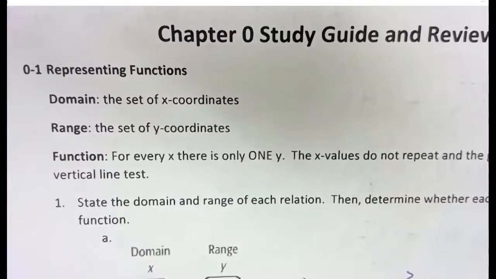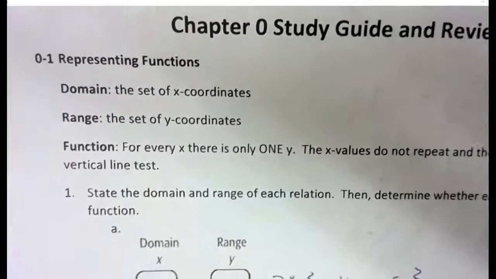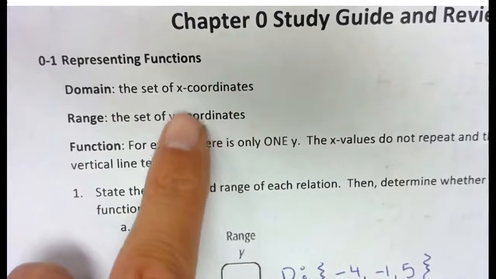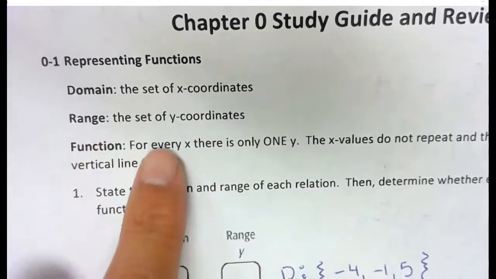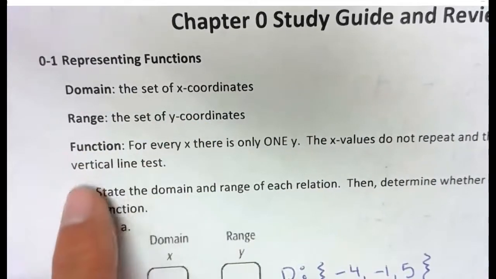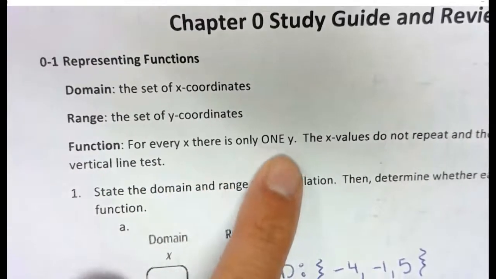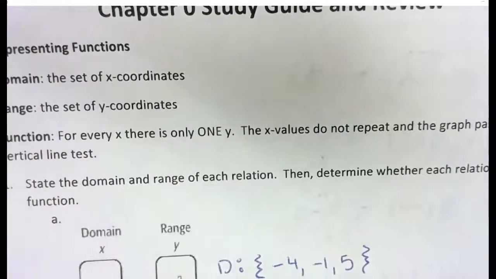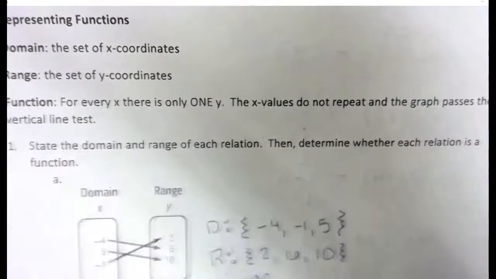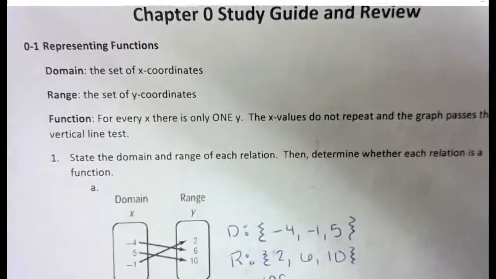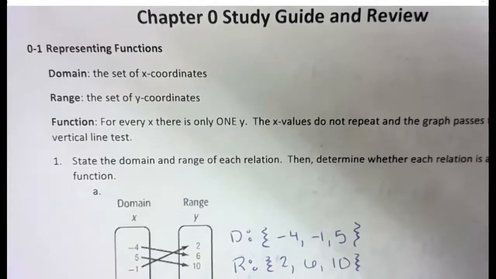All right, so just to give an idea, we are looking at Chapter Zero's main topics, and the first one is representing functions. The domain is always the x coordinates, and the range is always the y. So a function says for every x, there's only one y. So what that means is that the x values cannot repeat. A graph must pass the vertical line test. If the x values repeat, then it is not a function.